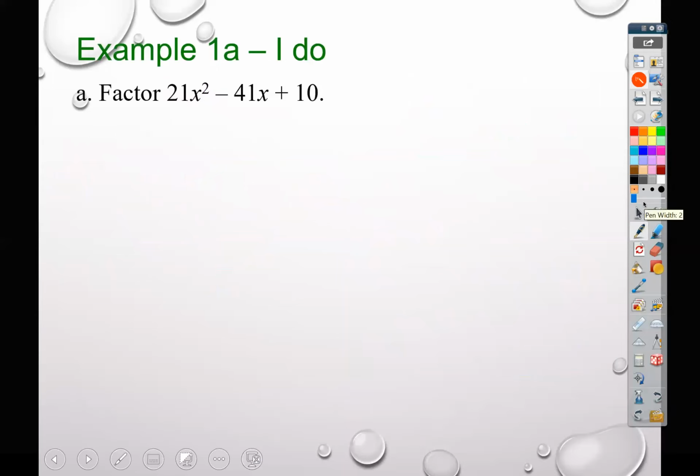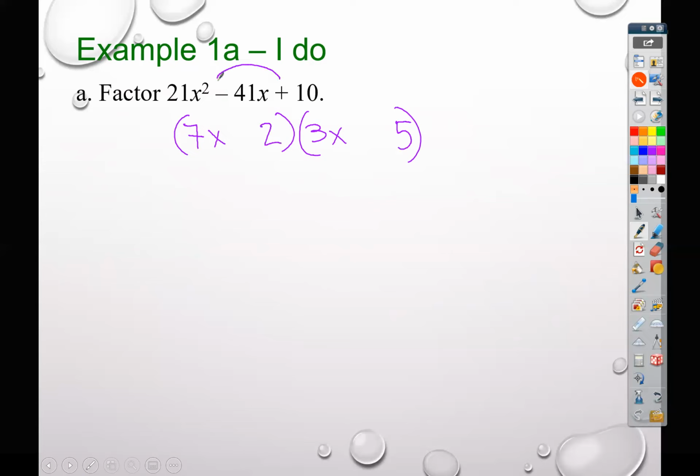All right, so on example 1A, I'm going to do this using guess and check, because if I multiply the 21 and the 10, I'd be dealing with 210, which I really don't want to do. Okay, so I'm going to say, what numbers multiply together to give me 21x squared? 7x and 3x. Okay, what are numbers that multiply together to give me 10? Well, 5 and 2. So I'm going to try this.